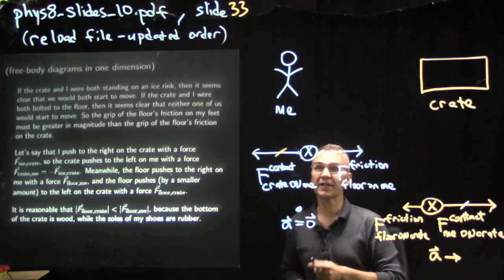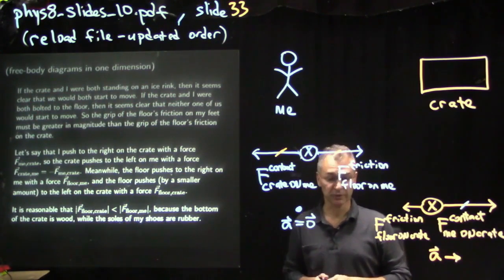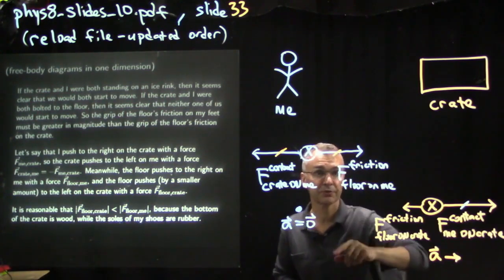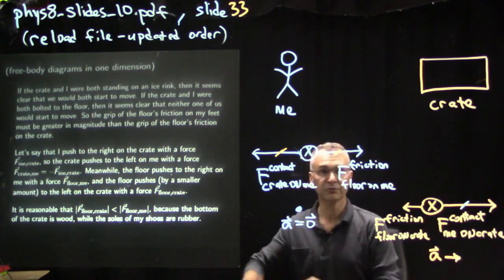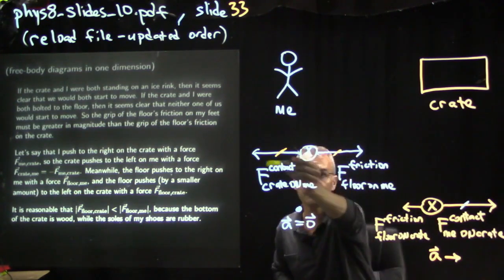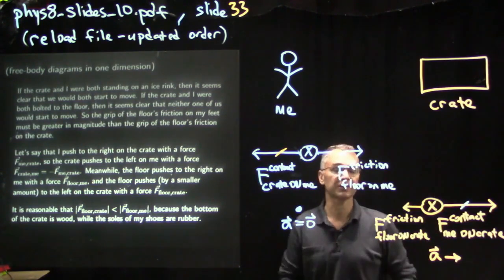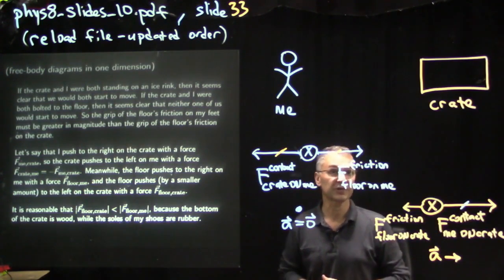If the crate and I were both standing on an ice rink, then it seems clear that we would both start to move. We would move away from one another because these friction arrows would both be zero. So there would be no friction force by the floor on me, and there would be no friction force by the floor on the crate. So there would be only one force acting to the left on me and one force acting to the right on the crate, and we would accelerate away from one another. Though you know that our center of mass would not accelerate.